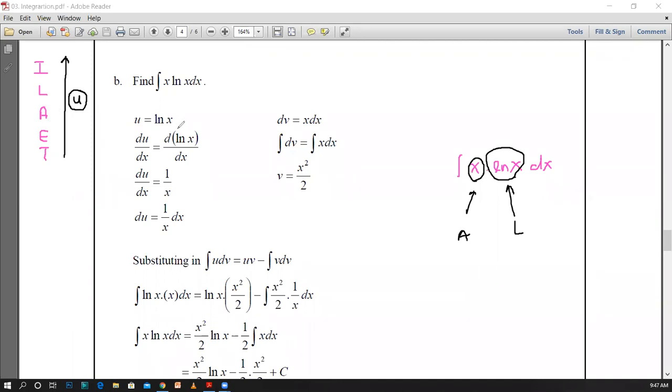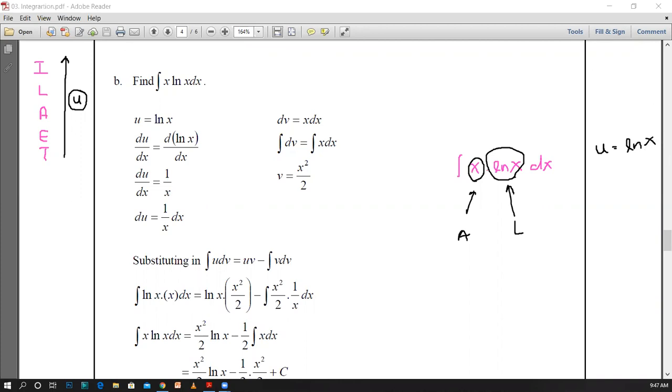Therefore, first of all, you need to identify the function u. We have identified that function u is the logarithmic function. Since the next function is algebraic, you get the function u equal to ln x. This is what you have obtained as function u.